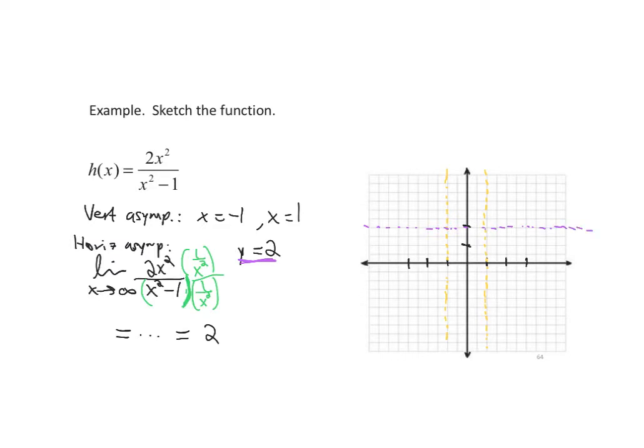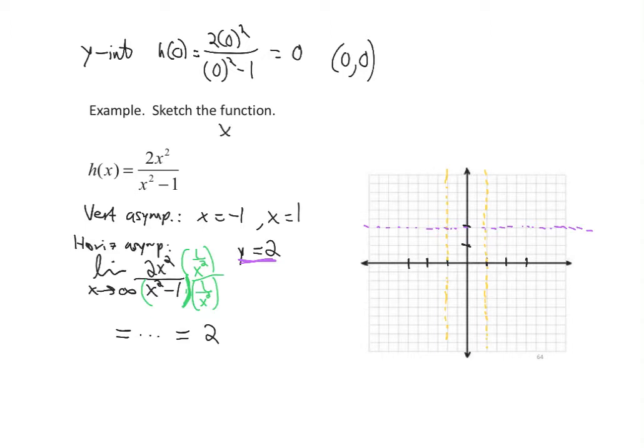We forgot to do the intercepts, but again, that's relatively straightforward. So the y-intercept is when x equals 0, so I do h of 0, and I get 2 times 0 squared over 0 squared minus 1, which turns out to be 0. So that means this function does go through the origin.